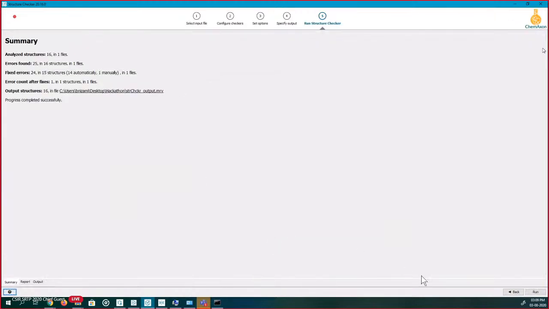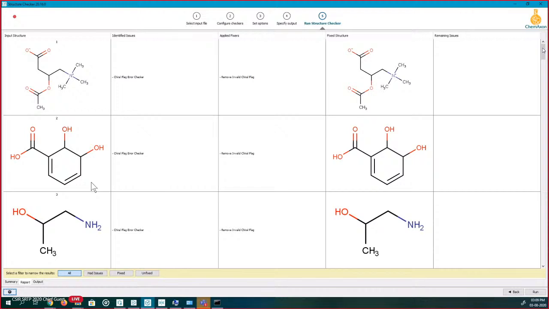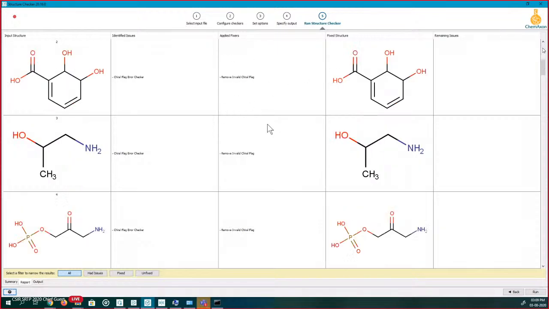My structure checker has run. Again, you have summary, report, and output. So let's see in the report what you have. The same way, the input structure here, the identified issues, the applied fixer, the fixed structures, and the remaining issues if the software was not able to fix them. So let's take maybe this first example. It found there were chiral flag error checkers, and it has applied that fixer, and you see the output.